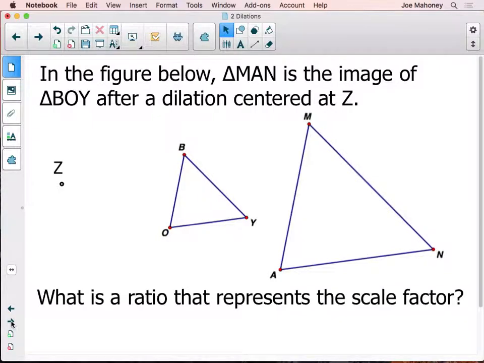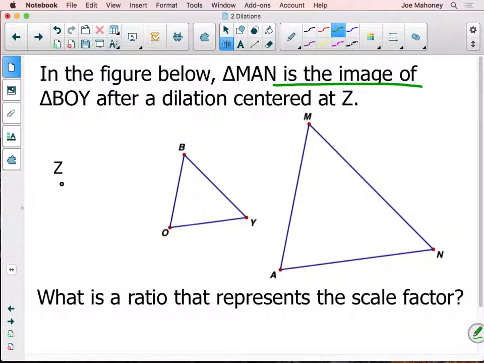So I have two figures here. I have triangle man. Triangle man is the image of triangle boy after a dilation centered at Z. So notice that since triangle man is the image, we're doing something to triangle boy to get to triangle man. We're making the triangle larger. So if we want a ratio to represent the scale factor, that ratio has to be a ratio that's greater than 1.